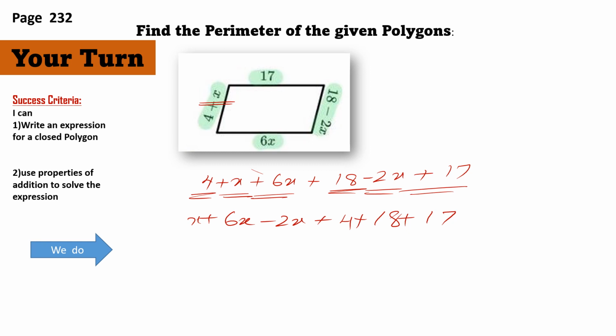Okay. Now x plus 6, 7x, and 7 minus 2, 5x. Then plus 4 plus 18, 22. 22 plus 17, it will be 39. So plus 39.